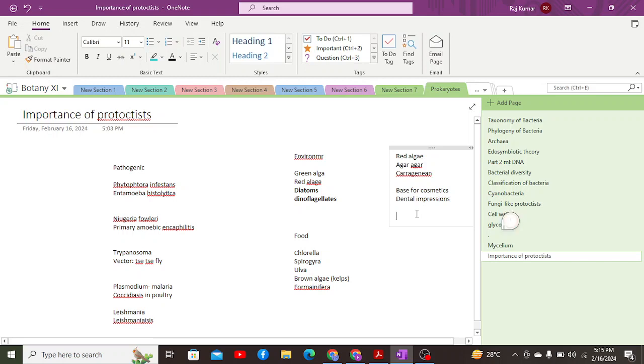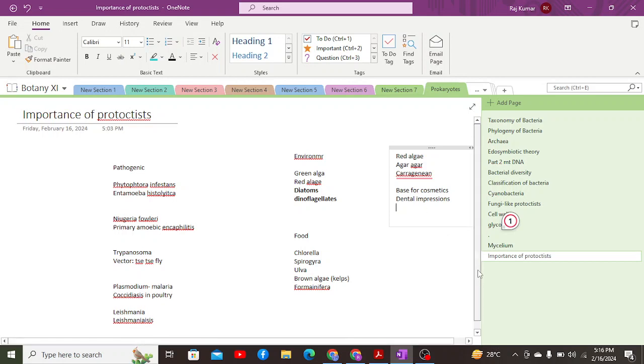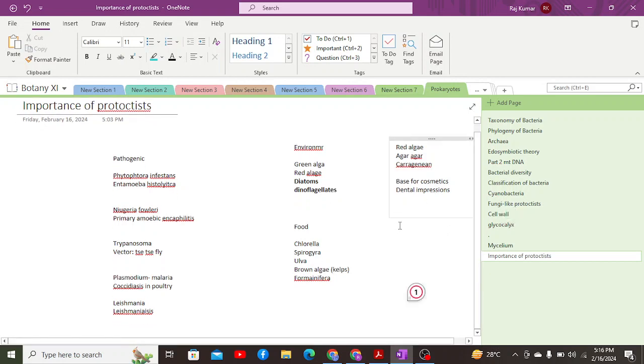Apart from which, in research, agar is also utilized for preparing the medium for the electrophoresis process, as well as for preparing artificial culture media for bacteria. So these are the applications.